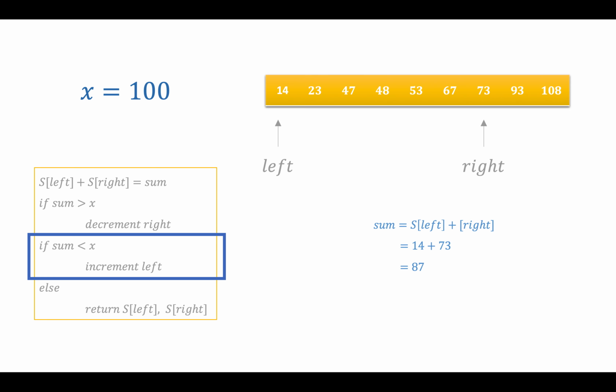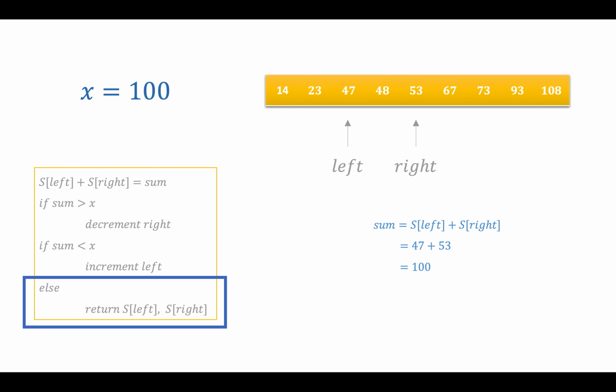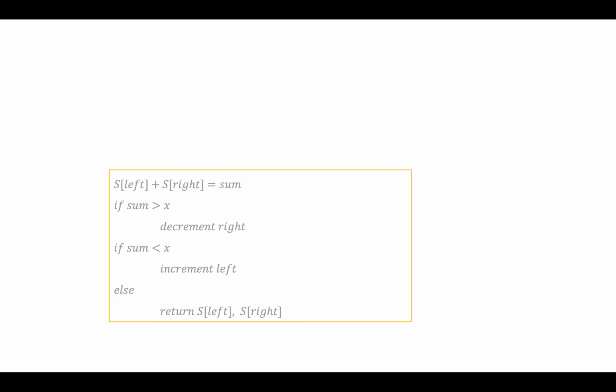Oh wait, this time it's less than x, so we increment left. And now we're on 23 plus 73, it's 96, it's still less than x, so we increment left again. Now we're over, at 120, so we decrement right. And we're at 114. We're still over, so we decrement right one. And now, look, we're at exactly 100 and the two numbers are returned. So we found our two elements.